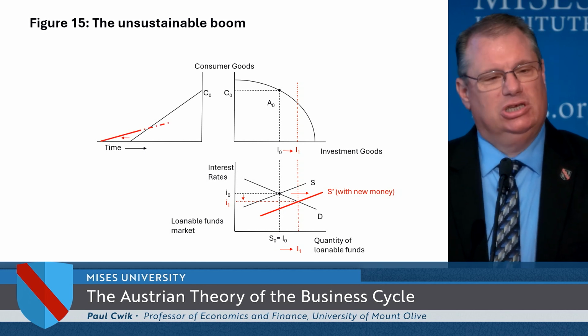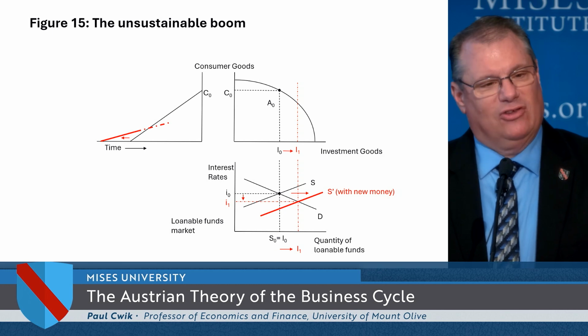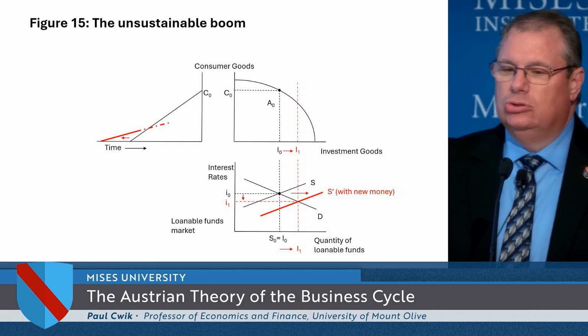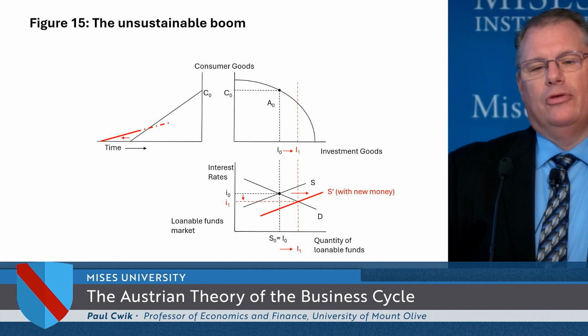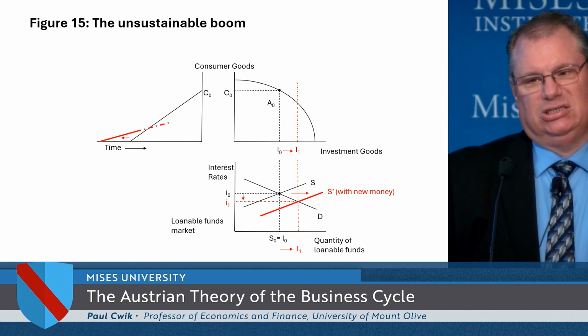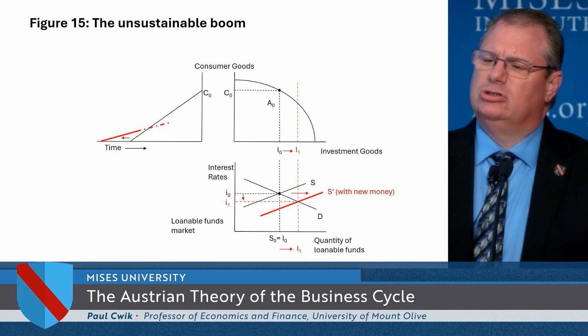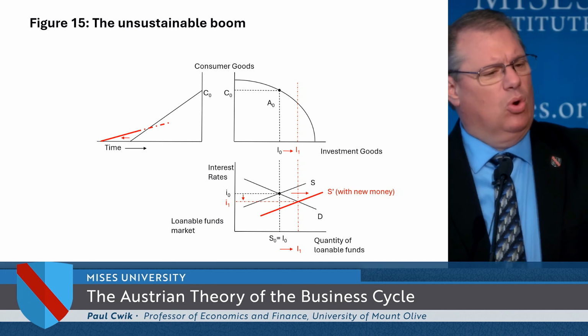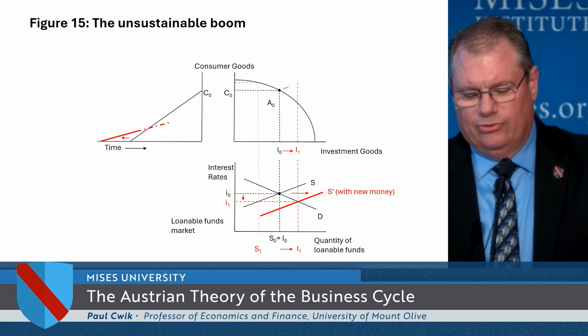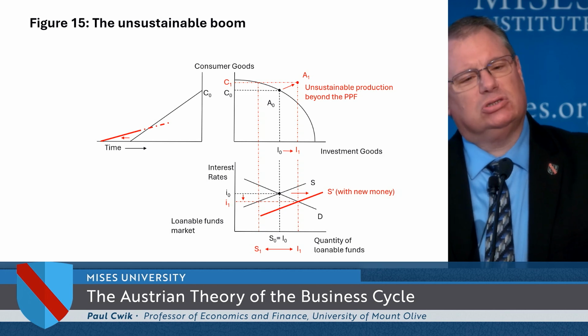And so now we see that there's an expansion of investment goods. And notice what happens to the structure of production, right? They're building the more roundabout processes. But at the same time, has anyone changed their time preference? Did you become more patient? No, no one has. So what's happened to savings?